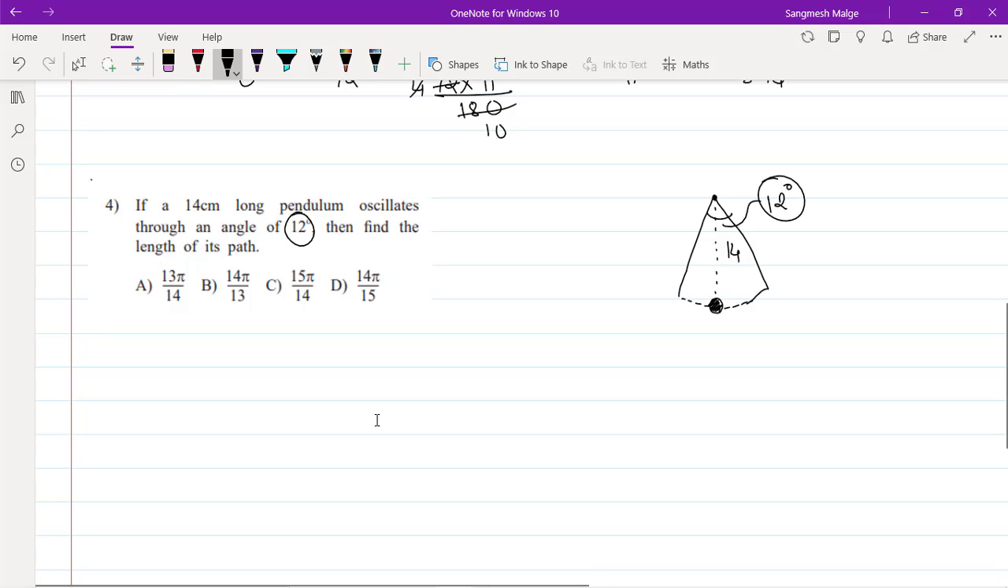Okay, so write down the given steps. They have given the length of the pendulum. So with the help of this figure, the length of the pendulum becomes what?